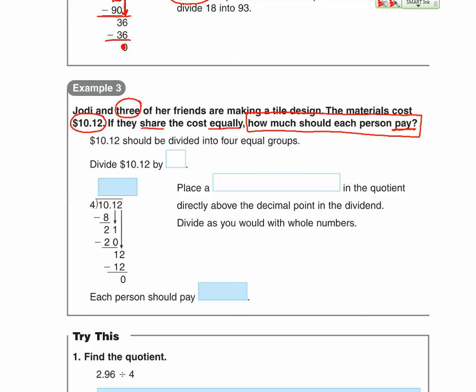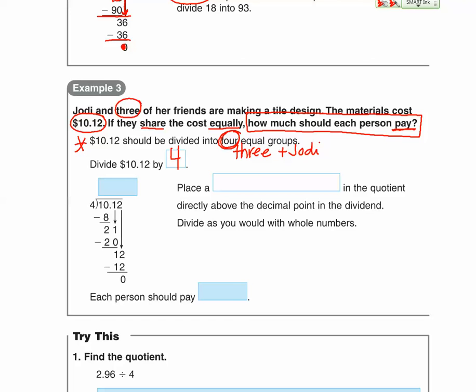So, $10.12 should be divided into 4 equal groups. Panthers, I want you to think right now, where did we get 4 from? I circled the number 3, but what did I forget? It's 3 plus Jody. Let's write that down. It's 3 friends plus Jody. So we have a total of 4 people here. So the total cost was $10.12. We're going to divide that by the 4 friends.